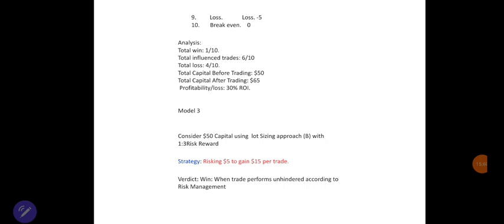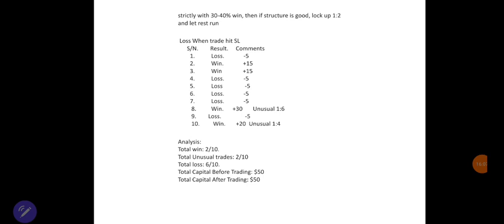Now, let's consider the last one. Our capital is $50. The goal of this is that when a trade performs unhindered according to risk management, with a 30 to 40% strike rate, and the structure is good, we lock up 1:2 and let the rest run. So for example, 1:2 is, we are risking $5 to get $10.